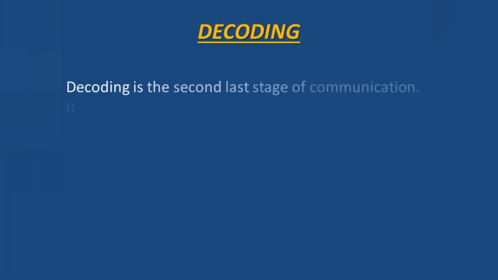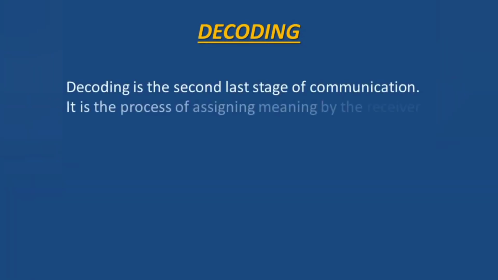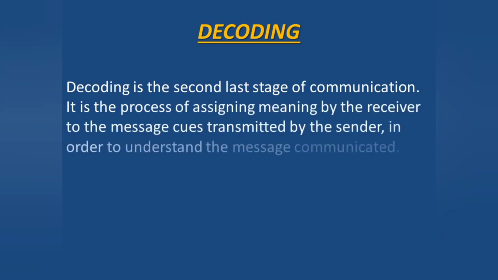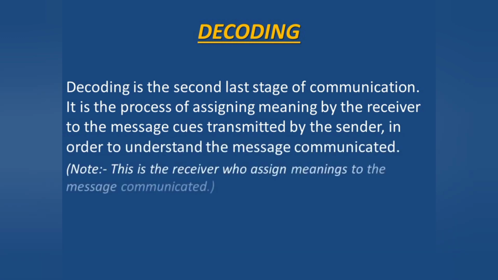Decoding. Decoding is the second last stage of communication. It is the process of assigning meaning by the receiver to the message cues transmitted by the sender in order to understand the message communicated. Note, it is the receiver who assigns meaning to the message communicated.